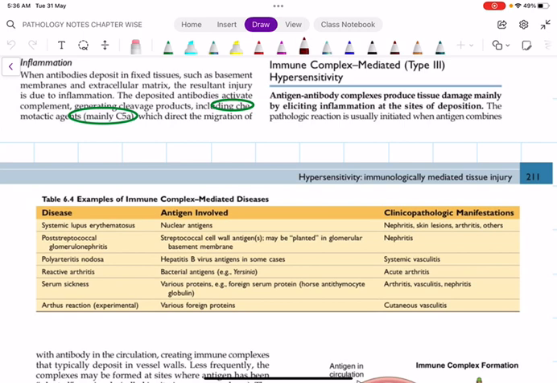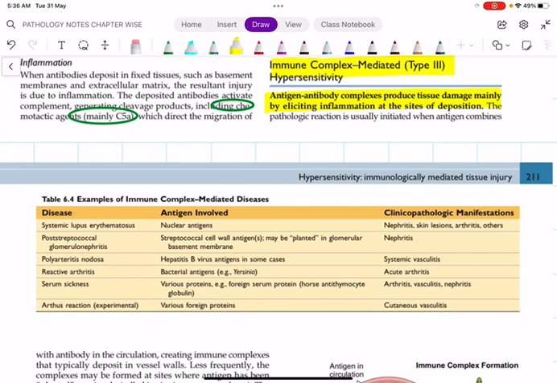So far we have discussed type 1 and type 2 hypersensitivity reactions and their various mechanisms in detail. Today we are going to discuss immune complex mediated hypersensitivity reaction, also called type 3 hypersensitivity reaction. Here an antigen-antibody interaction will lead to the formation of an antigen-antibody complex, which will finally deposit at the tissue, trigger inflammation, and cause tissue damage.